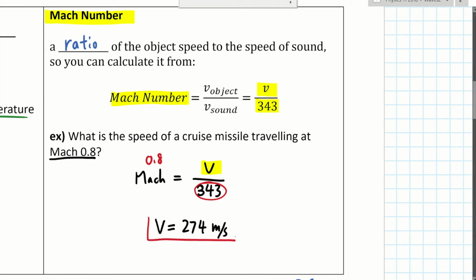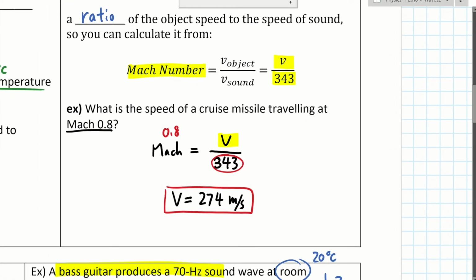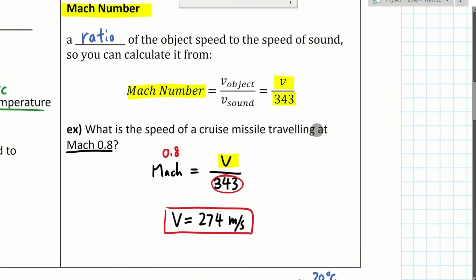Okay. Now, of course, you have to be careful though, because, for example, if an object goes faster than the speed of sound, something weird can happen. It's called a sonic boom. So if you go above Mach 1, then you actually create something called a sonic boom, which we will look at again in a couple of days.